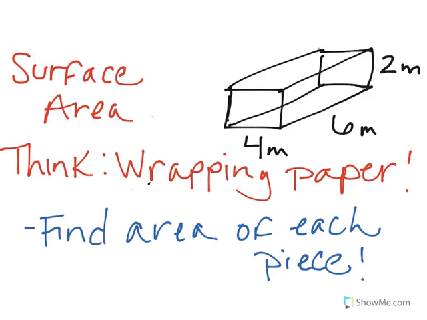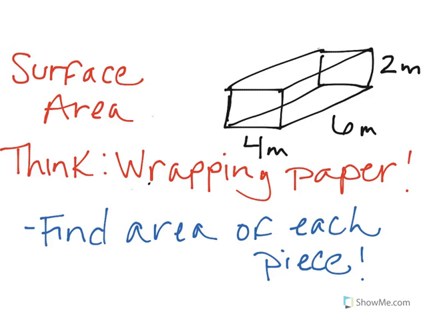Unfortunately, on some examples on your homework or on tests, you're not going to be able to unwrap the prisms I'm giving you on the paper. So I'm going to have to teach you a way to figure out the size of that wrapping paper, or the surface area of rectangular prisms. We're going to do that by finding the area of each piece of the rectangular prism.